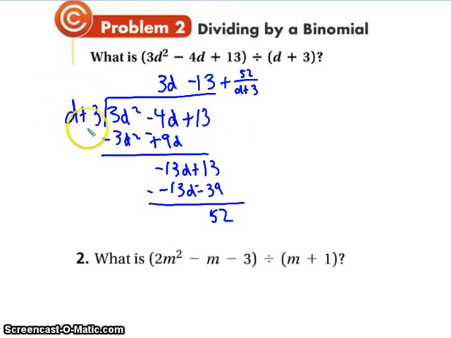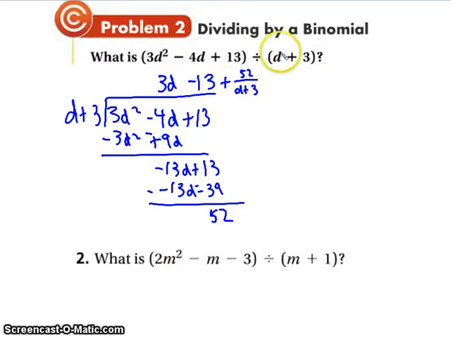All right, so I'm taking this part into the first 2. So I need to ask myself, d times what gives me 3d squared? So I work that out, and then I subtract. And then I have to say d times what gives me negative 13d, so that's minus 13. So I multiply it out right there. And then I subtract, and that leaves me with a leftover. So that's the process that we're going through when we do long division like that.